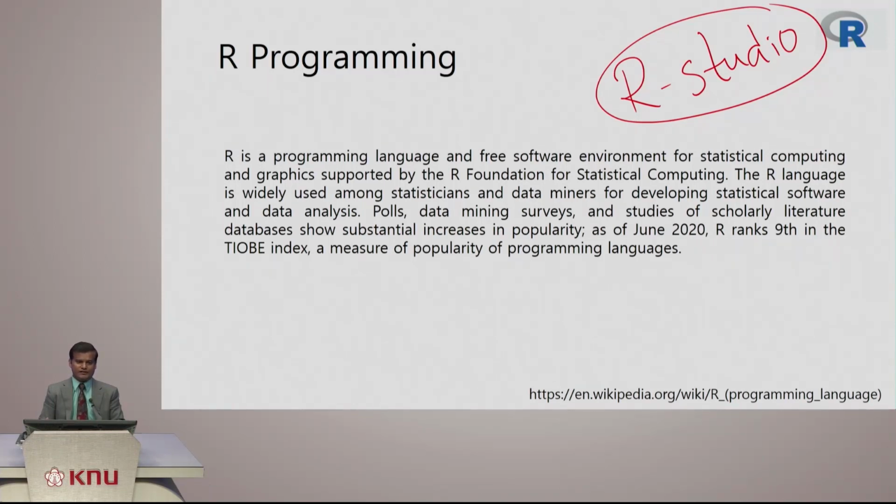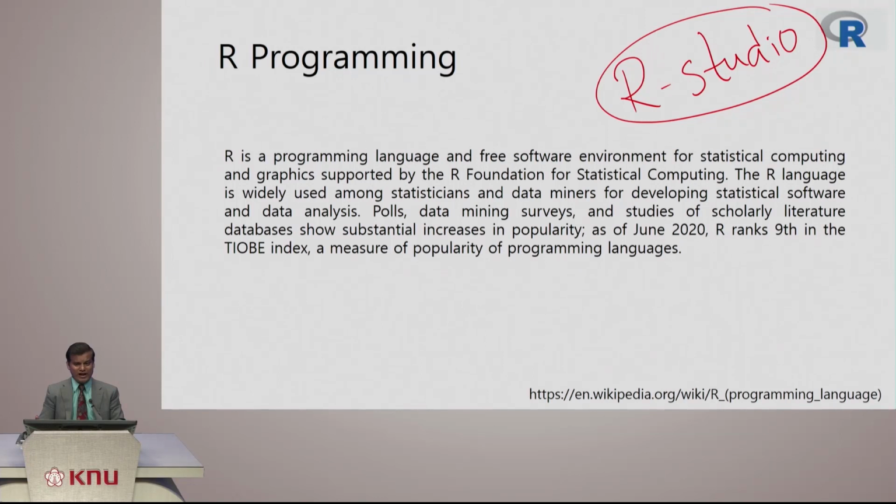If you use Python for data science, it's still easier. Same way, R is not hard either. So R programming language again is a free software environment for statistical computing and graphics, supported by the R Foundation for Statistical Computing. R has RStudio, an environment where you can work with the R programming language, and it's been widely used today by statisticians and data miners for developing statistical software and data analysis.